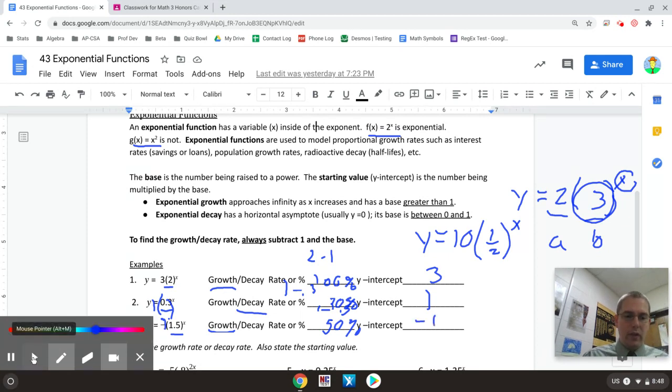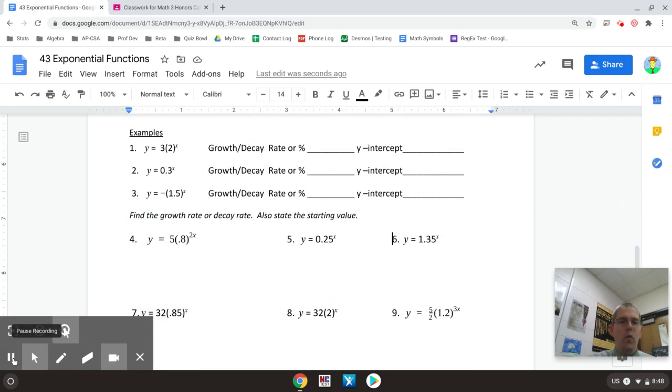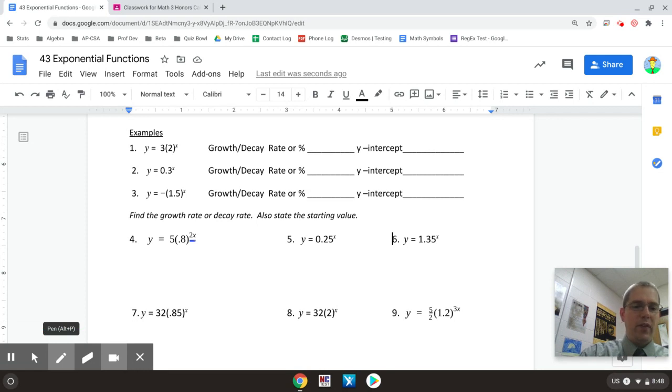One more we're going to do together. You might want to pause your video and get these down, and then we'll try number 4. They're trying to be tricky because you notice that they have not just given you an x in the exponent, they've stuck a 2x in that exponent. So the first thing I have to do is simplify this and say that's going to be 5 times what to the x. To figure that out, I can just simplify and do 0.8 squared, which is 0.64. So that's your first step before you do anything else.